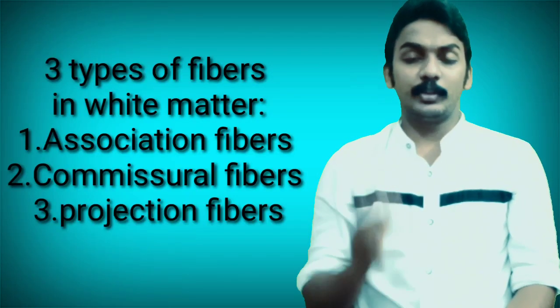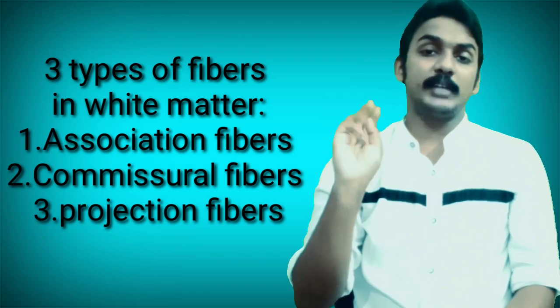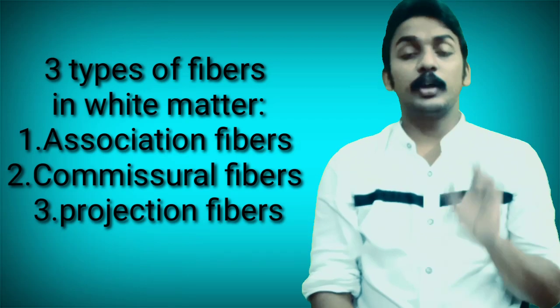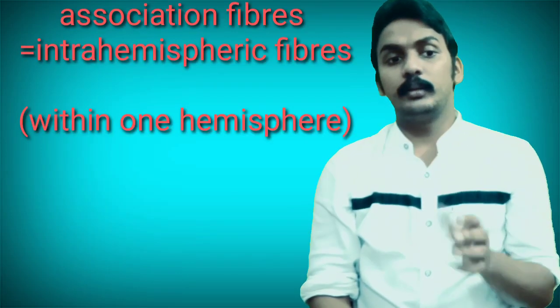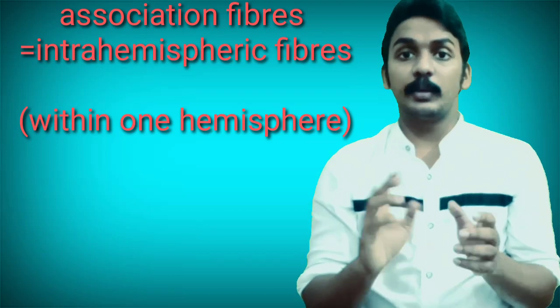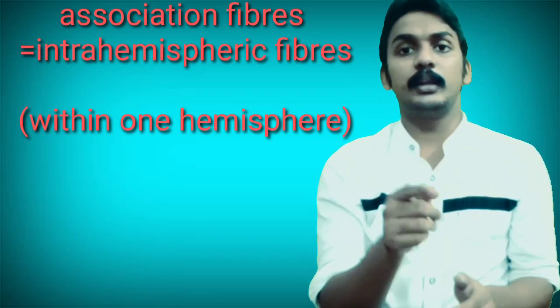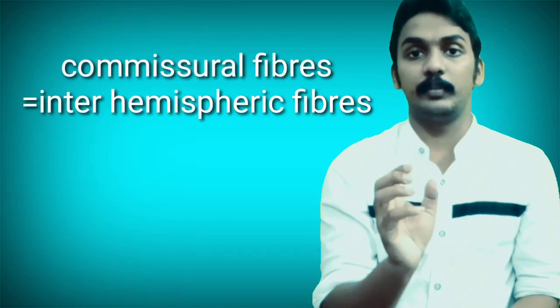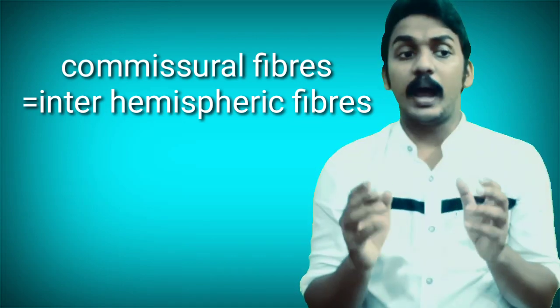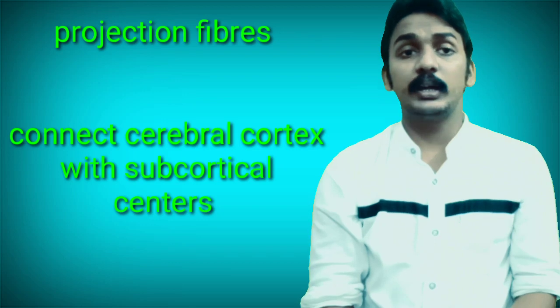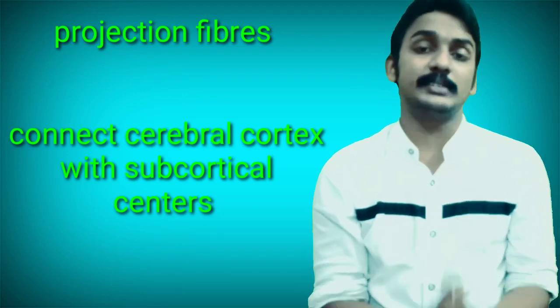So now let's talk about the fibers of the cerebral white matter. Like I said before, there are three in number: association fibers, commissural fibers, and projection fibers. Association fibers are also known as intrahemispheric fibers. They interconnect the different regions of the cerebral cortex within the same hemisphere, hence the name. The commissural fibers are called the interhemispheric fibers, which means they interconnect the identical areas of two hemispheres, so they help in the interhemispheric transfer of information. And the third one is the projection fibers, which connect the cerebral cortex with the other subcortical centers.